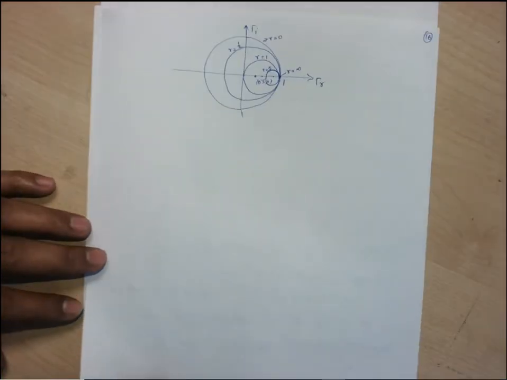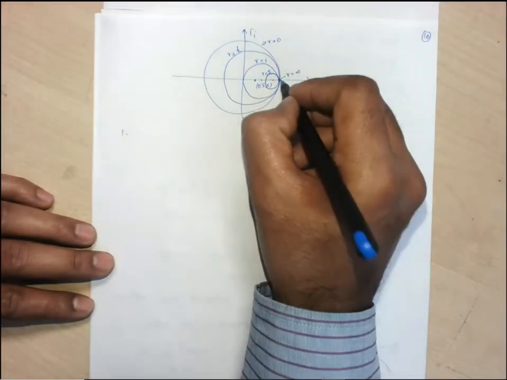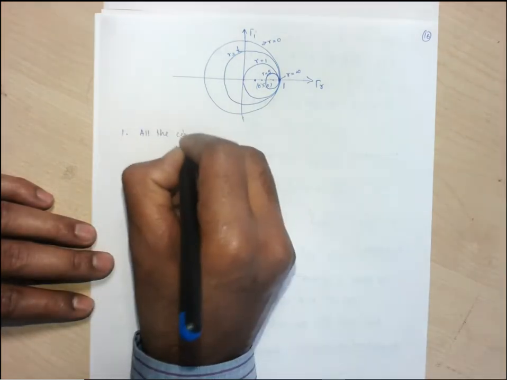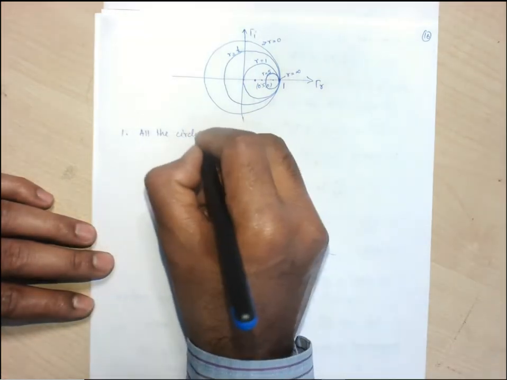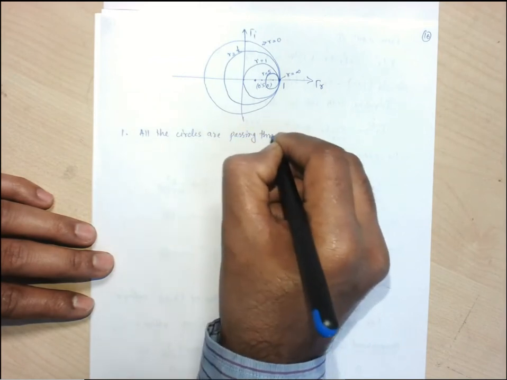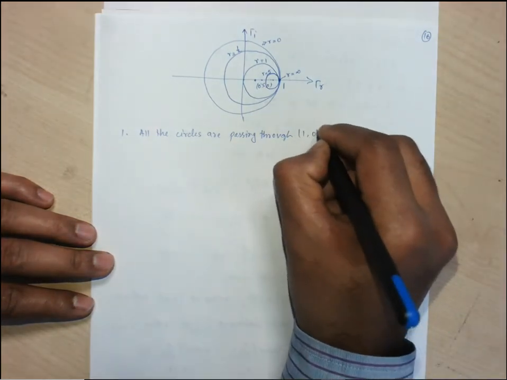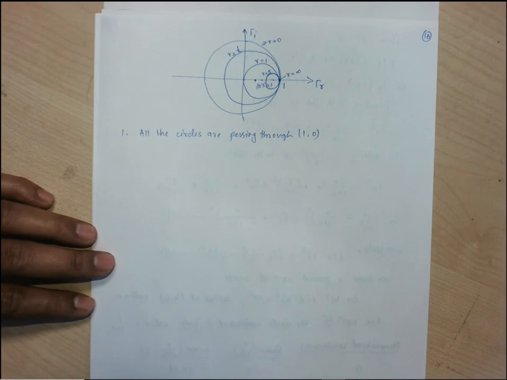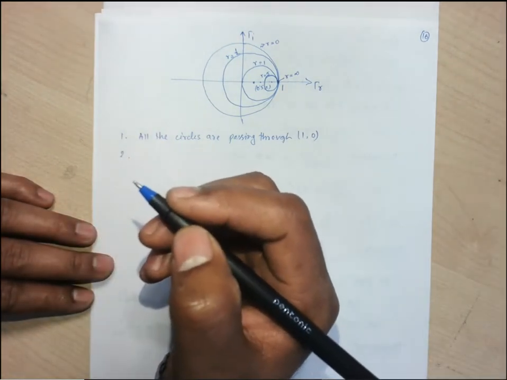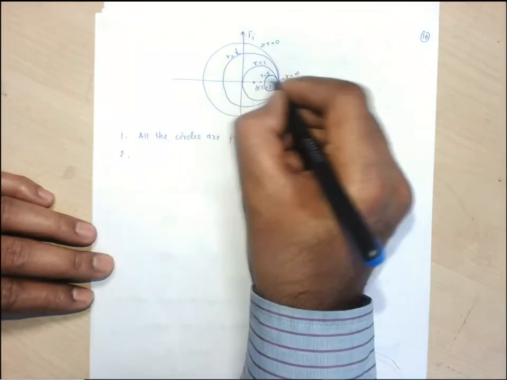So what observations can we take? First observation: all the circles are passing through this point 1 comma 0. Second observation: all the circles have their centers between 0 and 1.